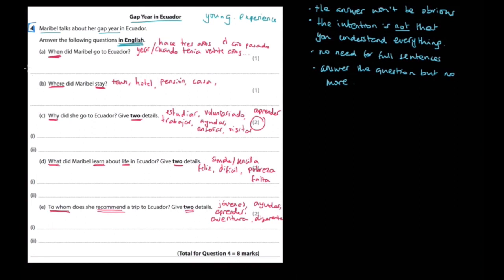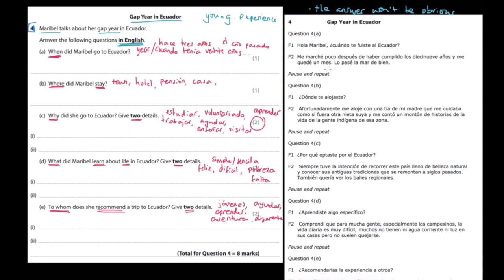So we are back. I hope what you heard made sense. And here is the transcript. So let's have a look at what the correct answers to this are. So the first one, we're after when did Maribel go to Ecuador? So, hola Maribel, ¿cuándo te fuiste al Ecuador? Hello Maribel, when did you go to Ecuador?